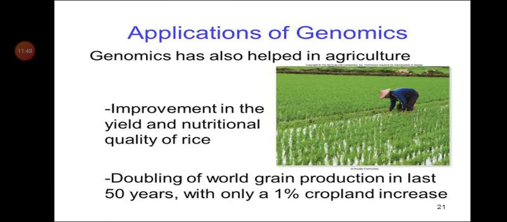Next application is that it is helpful in agriculture. Genomics has also helped in the agricultural field. It helps in the improvement of the yield and nutritional quality of rice and various other crops. It is used in agriculture to develop transgenic crops having more desirable characters. We can say that world grain production has doubled in the last 50 years. Almost the production has been doubled with the help of genomics.